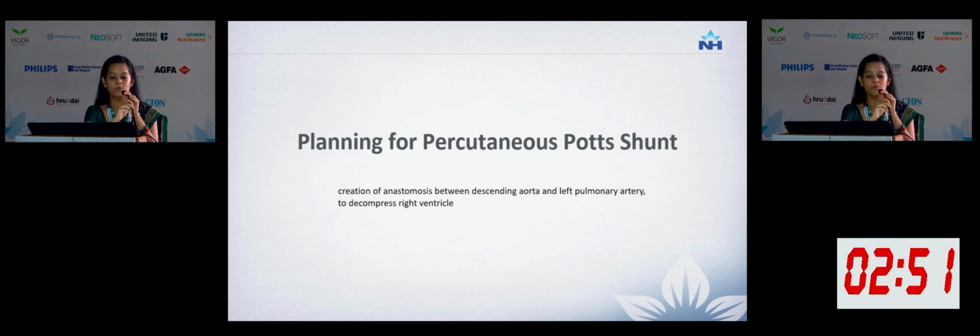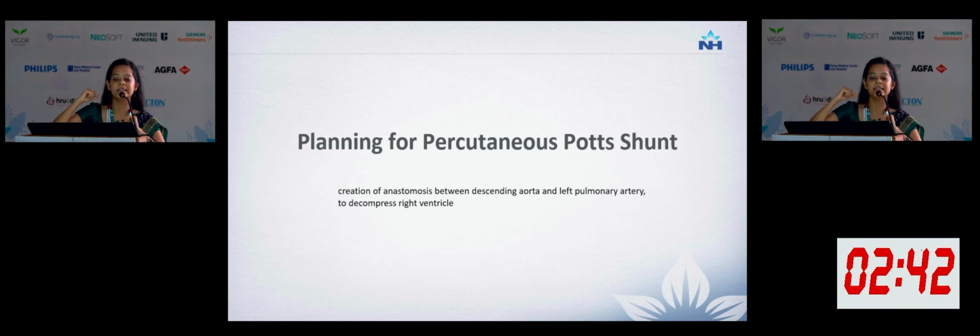Another procedure I would like to talk about is the Potts shunt, a procedure where there's anastomosis between the LPA and descending aorta. It is basically done to decompress the RV in severe pulmonary hypertension. So it's a palliative procedure and it's usually done surgically. However, we can do it percutaneously, and again a lot of planning will depend on our CT.